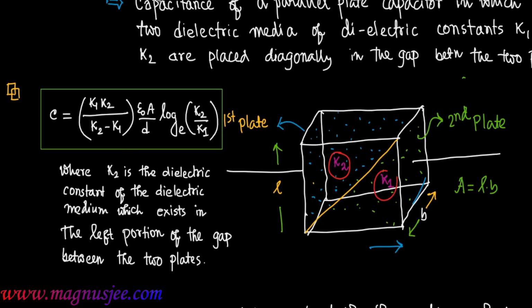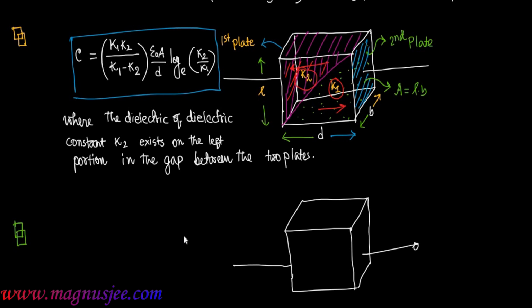K2 and K1 exist on the left hand and right hand side of the gap, and here K2 may be greater than K1 or vice versa. That means K1 may be greater than K2 also.